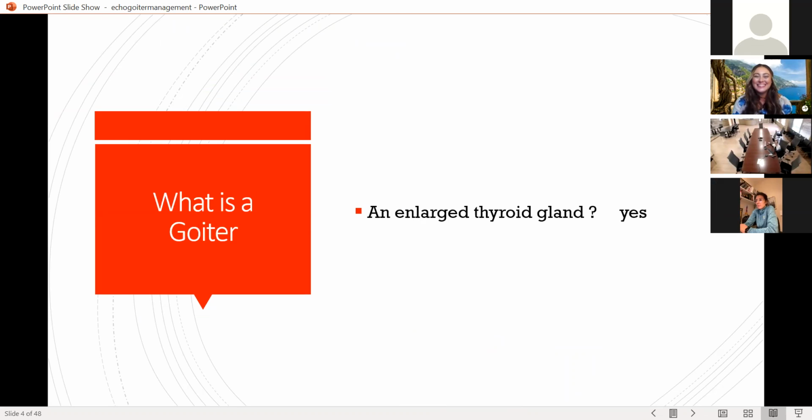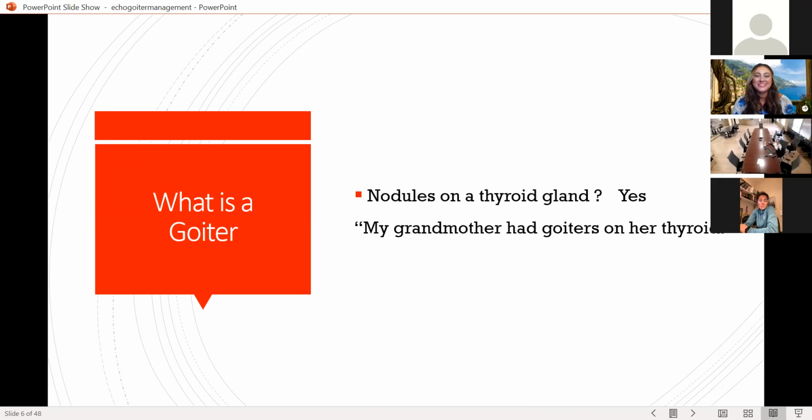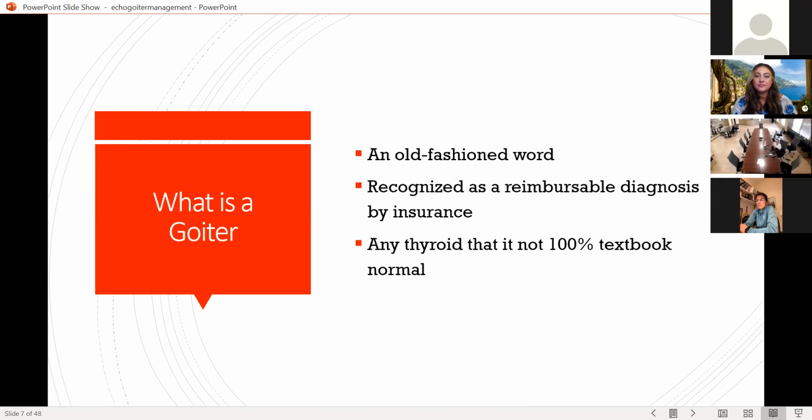Next slide. Is it an enlarged thyroid? Yes. Next slide. Is it referring to nodules on a thyroid gland? Yes. Next slide. So sometimes people talk about a goiter as an enlarged thyroid, but sometimes it's a completely normally sized thyroid gland, and they'll say that I have goiters on my thyroid, in which case they're using that word to refer to thyroid nodules. Next slide. So really, it's just a kind of old word that has a lot of non-specific subcategories.